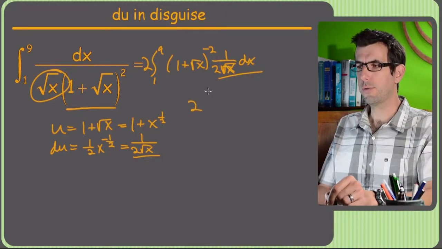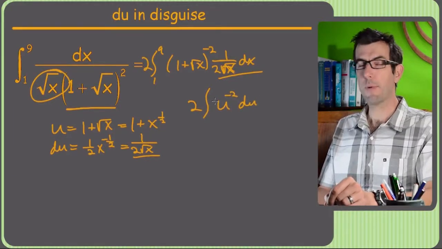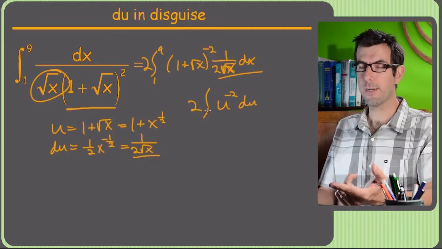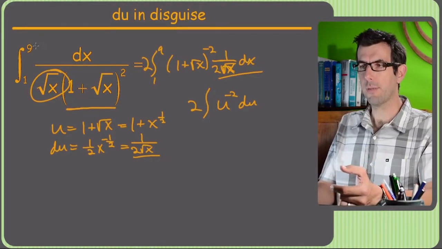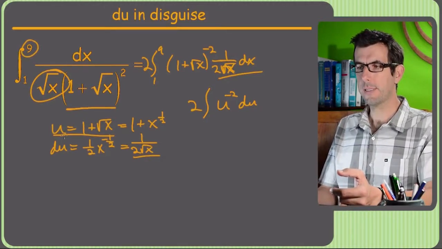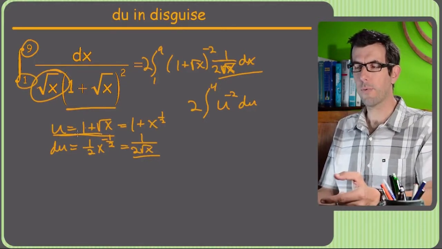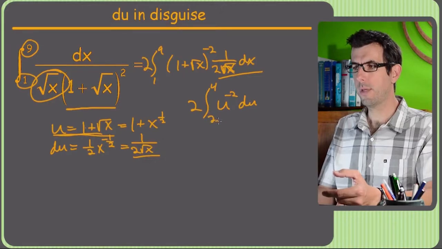So we'll do 2 times the integral of u to the negative 2 du. The problem is I got to switch my limits of integration here. So we'll take our original limits and plug them into our u equation. Plugging in 9 to this equation gives me 1 plus 3 is 4. And then taking the original 1, plugging it through here is 1 plus 1 is 2.